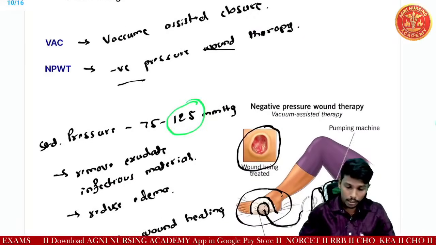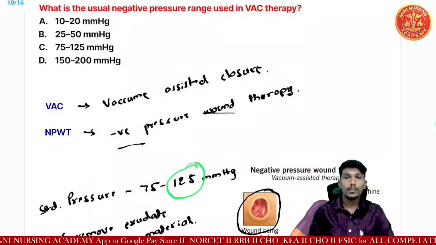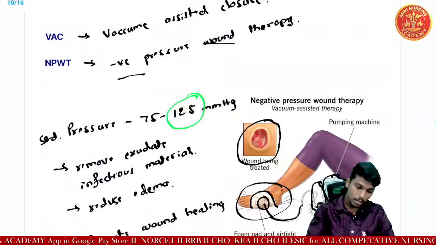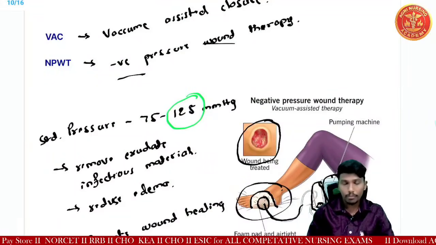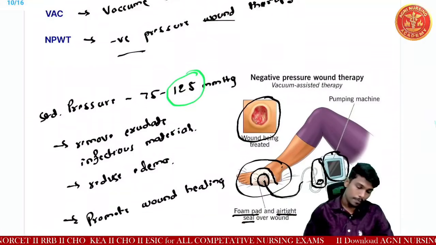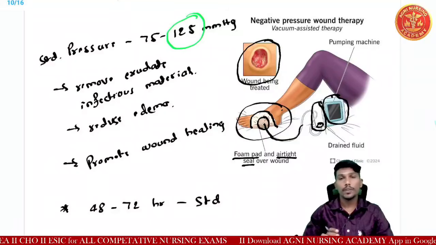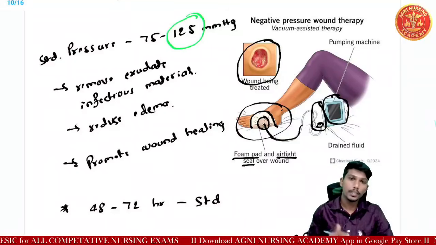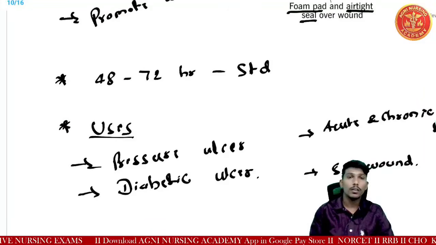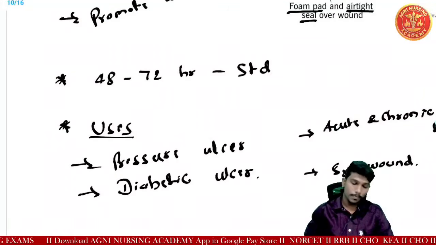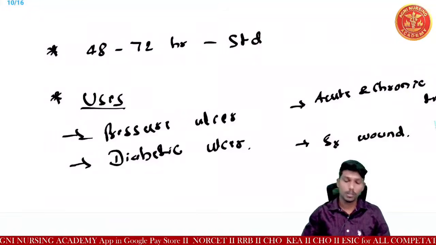This is your VAC therapy. You have to know about the long-term marks of vacuum assisted closure and negative pressure wound therapy, and this is the answer here. That is the standard pressure, 75 to 125, and particularly 125 is the particular negative pressure. Then how it will work means it will remove the exudate from the wound and infectious material, reduce the edema, and increase the blood supply to the wound. Then we have to change the dressing from 48 to 72 hours. Then we can use it in acute and chronic wounds, pressure ulcer, diabetic ulcer, and surgical wound also.